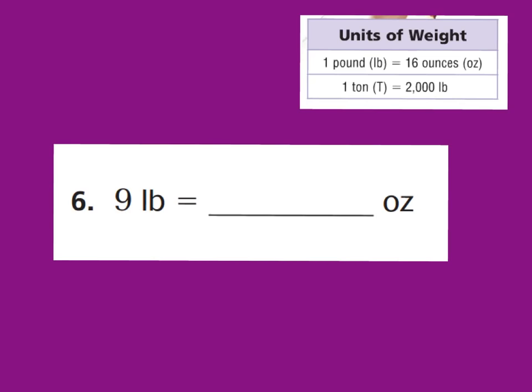Okay, for number 6, I want you to pause the video and try this one on your own by using the chart up above. Go ahead and press pause now. Okay, because you're going from a large unit to a small unit, you're going to multiply because you're going to have more ounces than you will pounds. And if you know 9 pounds is what you're converting to ounces, and if you know 16 ounces are in 1 pound, your equation will be 16 times 9. And if you worked it out, you should have got 144 ounces.